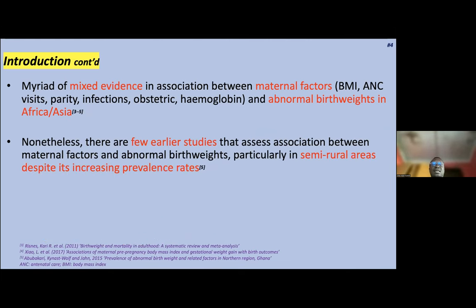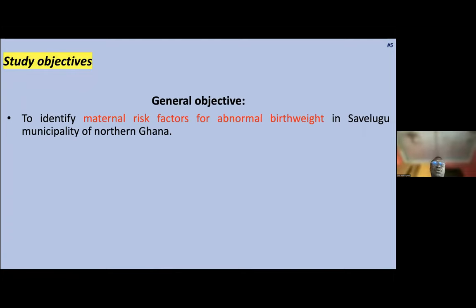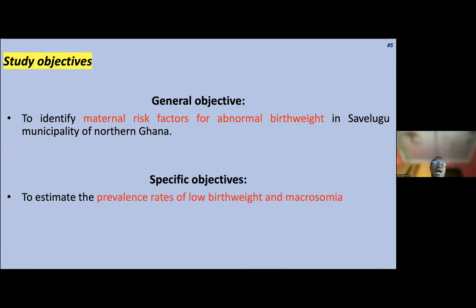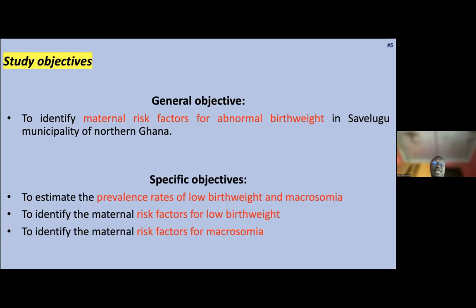Nonetheless, there are few studies that assess the relationships between maternal factors and abnormal birth weight in semi-rural areas, despite the increasing prevalence of low birth weight and macrosomia. Moreover, most of these studies do not assess macrosomia or high birth weight in these African and Asian countries. So this study aimed at identifying maternal risk factors for low birth weight and macrosomia in the Savelugu municipality in the northern region of Ghana. The specific objectives are: one, to estimate the prevalence rates of low birth weight and macrosomia; two, to identify maternal risk factors for low birth weight; and lastly, to identify the maternal risk factors for macrosomia.